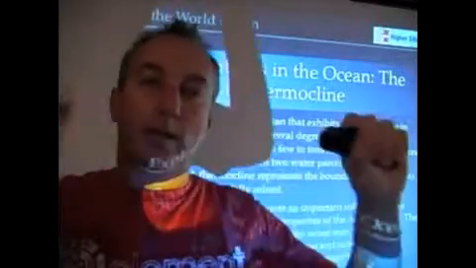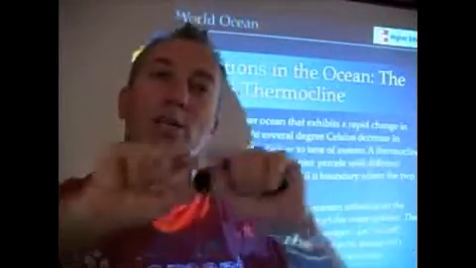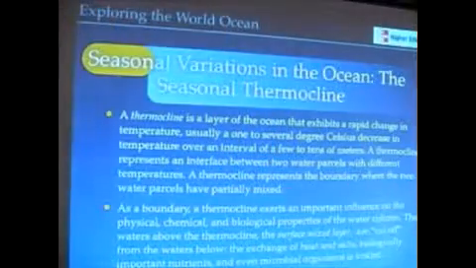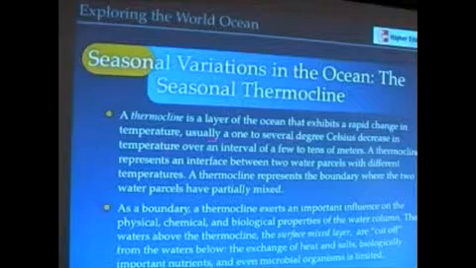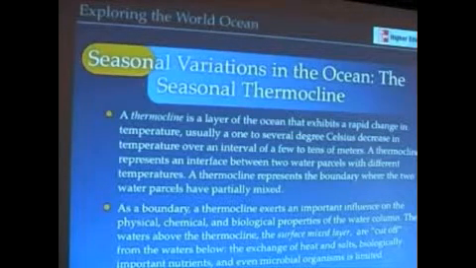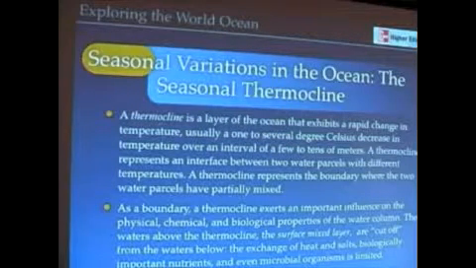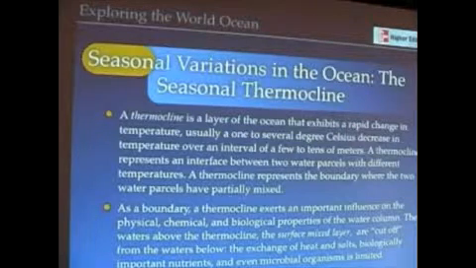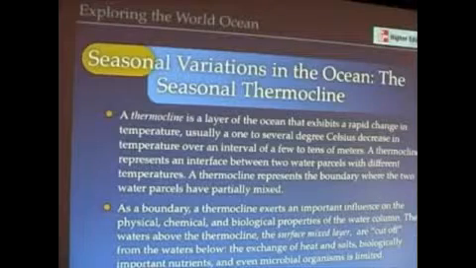That region, that interface between the hot layer and the cold layer, is called a thermocline, because in that region we have a rapid change in temperature, maybe 1 to several degrees from the warmer water to the colder water. So a thermocline, this area of rapid change in temperature, actually just represents an interface, the boundary between two water parcels with different temperatures. Okay?